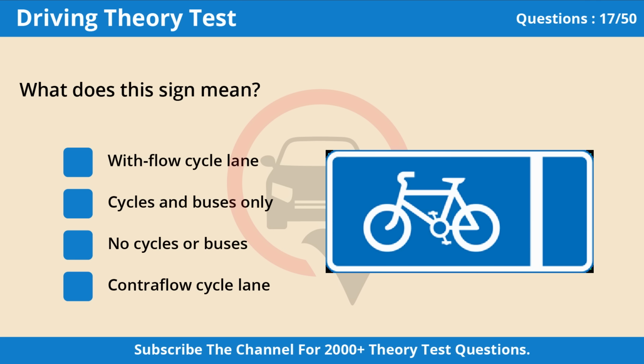Question 17. What does this sign mean? A. With flow cycle lane. B. Cycles and buses only. C. No cycles or buses. D. Contraflow cycle lane. The answer is A. With flow cycle lane.